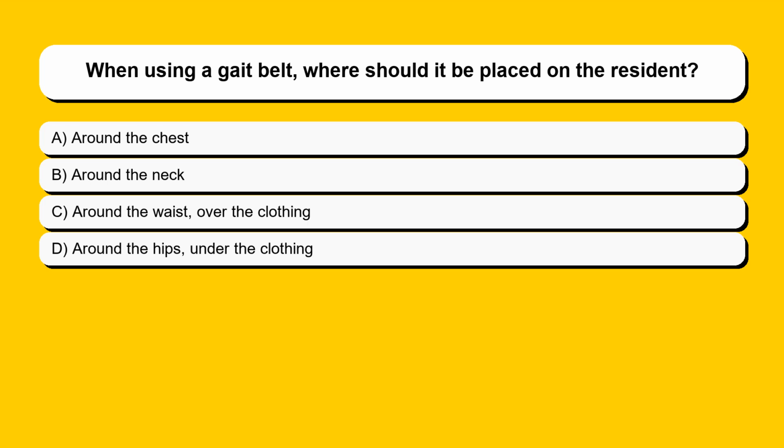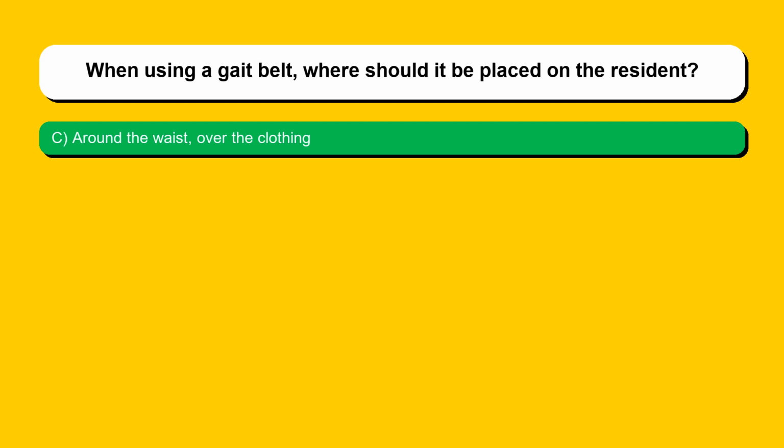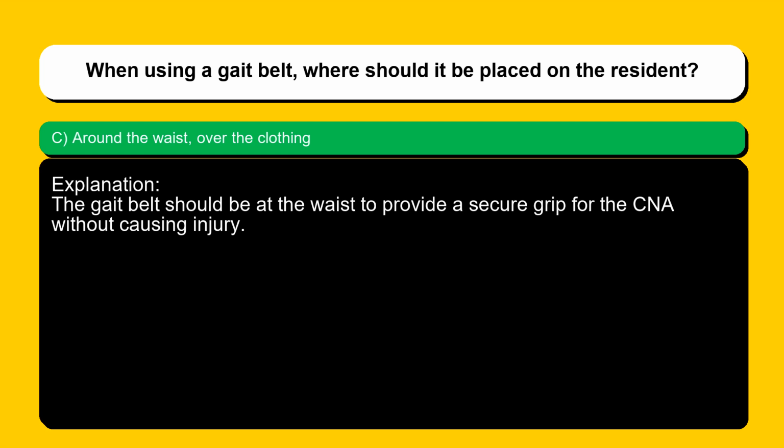Question 8. When using a gait belt, where should it be placed on the resident? Option A. Around the chest. Option B. Around the neck. Option C. Around the waist, over the clothing. Option D. Around the hips, under the clothing. The correct answer is Option C. Around the waist, over the clothing. The gait belt should be at the waist to provide a secure grip for the CNA without causing injury.